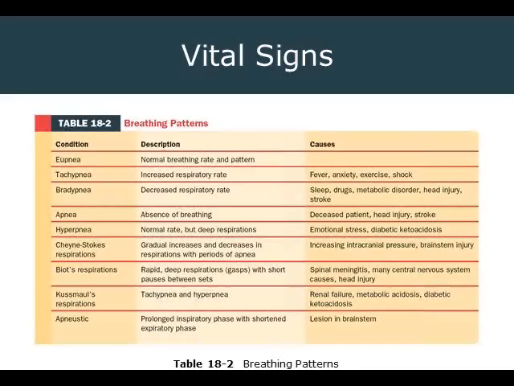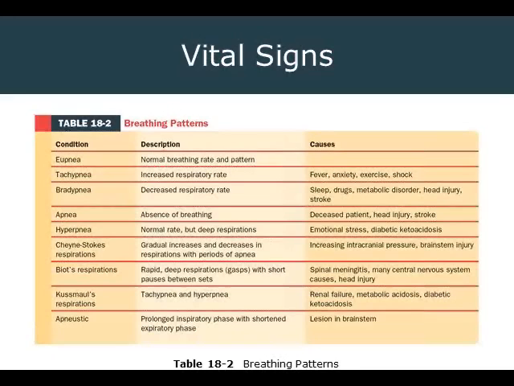Kussmaul's respirations are hyperpneic and tachypneic, or what most people would refer to as hyperventilation. Kussmaul's is very fast and very heavy respiration, common in people who are acidotic, so metabolic acidosis, diabetic ketoacidosis, renal failure.